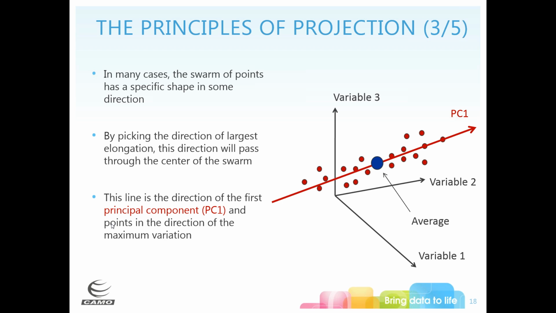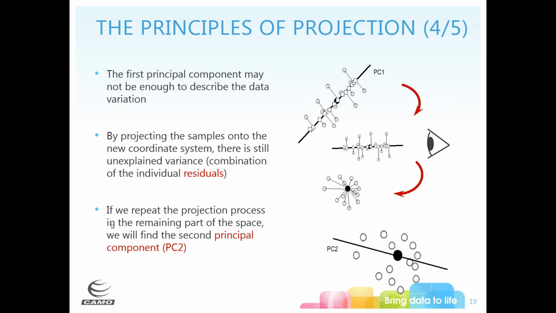In many cases, the swarm of points has a specific shape in some direction, and this is going to be your PC1. You find the direction that has the most amount of variance in your data, and that is defined as the principal component 1. Once you've done that, then you find the next direction that is orthogonal or perpendicular to PC1, and find the next direction of the most variability, and that's going to be your principal component 2.